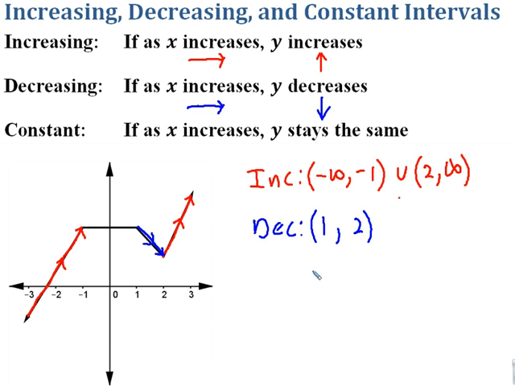And then the last thing we could have is that the function could be constant on an interval. We won't see this happen much, but again, it could happen. We'll say it's constant if as x increases, y just stays the same. And we see that on our graph in the middle here, as I go left to right from negative 1 to 1, there's no change in the y values. It stays flat, kind of zero slope. I'd say my graph is constant from negative 1 to 1.